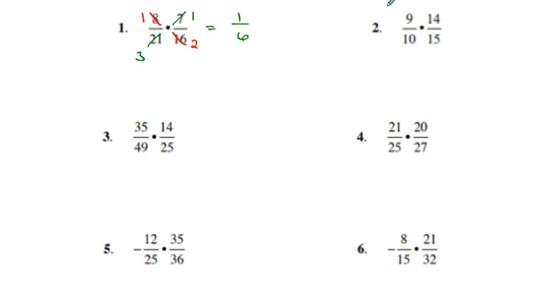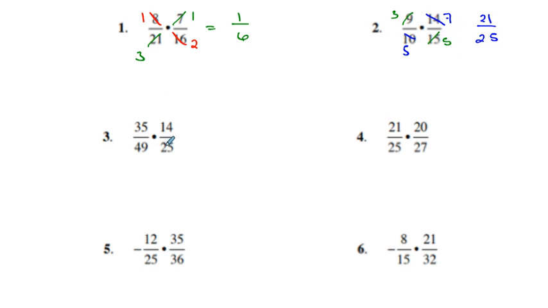Alright, going straight across. 9 and 15, divide by 3. 15 divided by 3 is 5. 14 and 10, divide by 2, 7, 5. 3 times 7 is 21. 5 times 5 is 25. All right, and sometimes you don't see the greatest common factor, and you might have to reduce 2 times. But let's see how that goes.